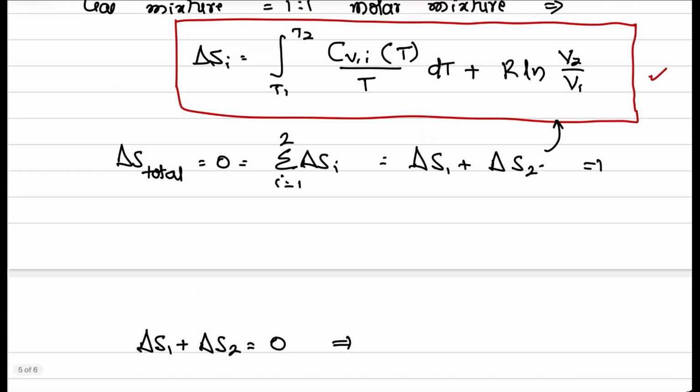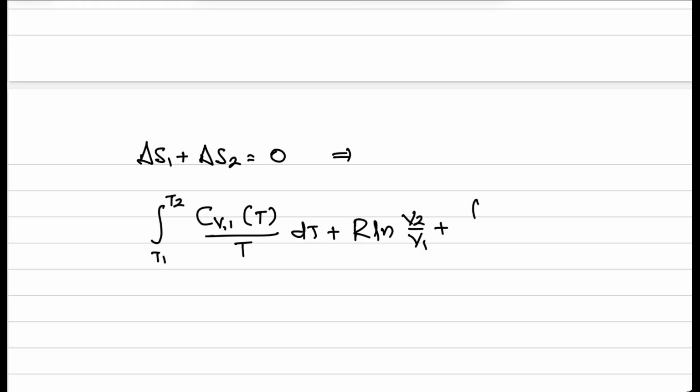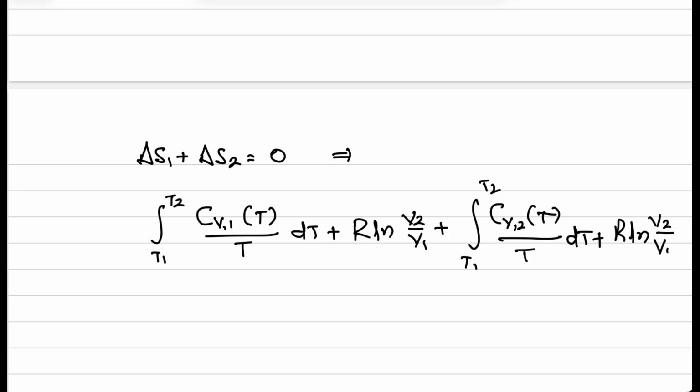Hence, when you substitute this, integral T1 to T2 C V1 T divided by T dT plus R ln V2 by V1 plus integral T1 to T2 C V2 T divided by T dT plus R ln V2 by V1 is equal to 0. Do you agree?